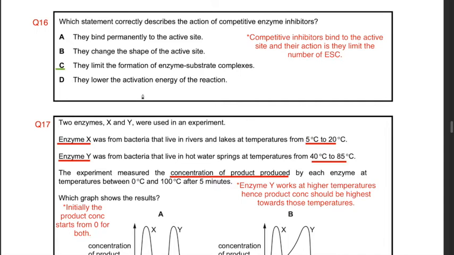Why are the other answers incorrect? A. They bind permanently to the active site. They do not bind permanently. As competitive inhibitors, they are generally of reversible inhibition. Hence, do not bind permanently. Hence, A is incorrect. B. They change the shape of the active site. That is also incorrect because only non-competitive inhibitors change the shape of the active site by binding to a site other than the active site. Hence, B is incorrect. D. They lower the activation energy. That is not true because inhibitors have nothing to do with activation energy. Only enzymes are able to lower the activation energy of a reaction. Therefore, D is also incorrect.